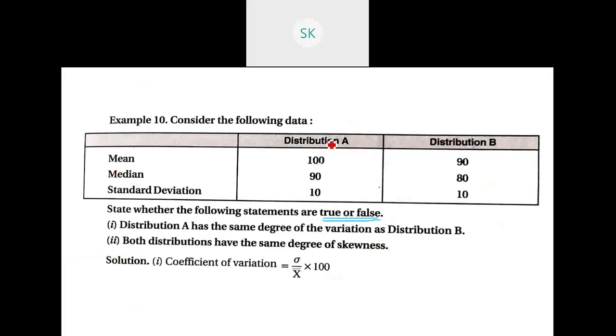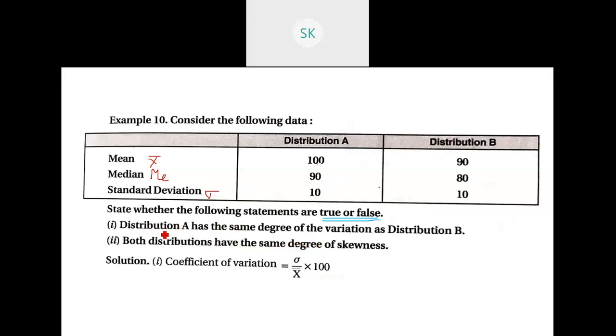Consider the following data. We have two distributions given to us, distribution A and distribution B. So we have mean, that is x bar. We have median, and then we have standard deviation. Arithmetic mean of A, arithmetic mean of B, then median of distribution A and B, standard deviation of A and B. So they have asked us to say if these two statements are true or false.